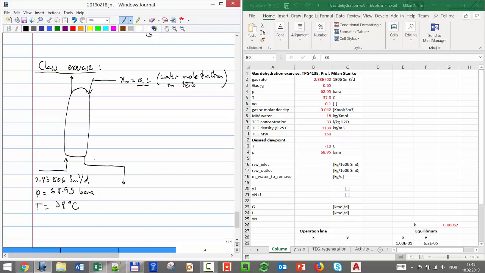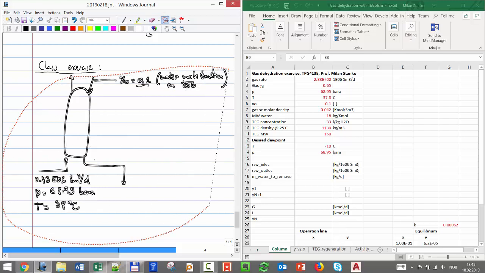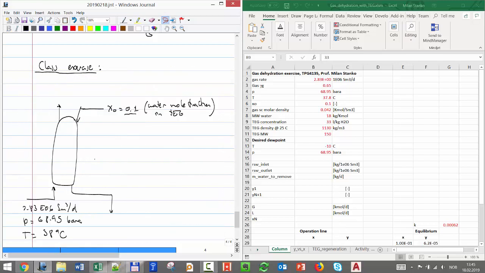Here at the exit, I have gas coming out. Then I want the dew point to be minus 10 at the same pressure, 68.95 bar. That's what I want. And we are asked to look at that problem and try to define how many stages we need for our process.